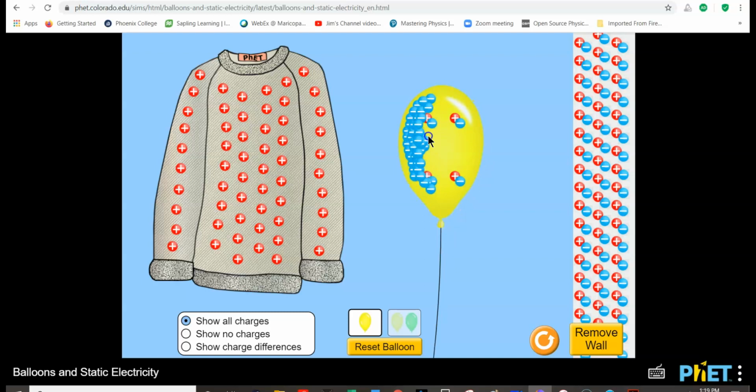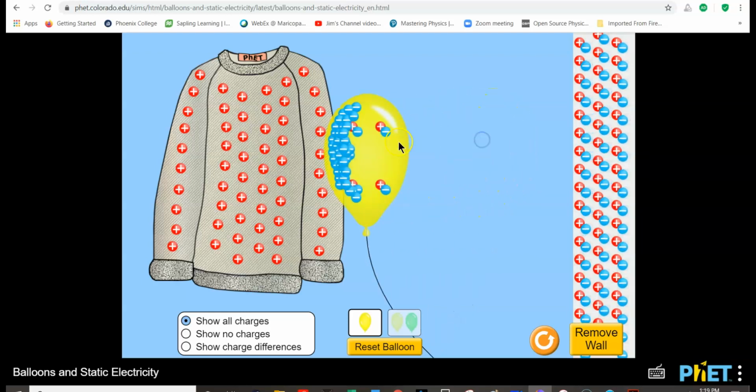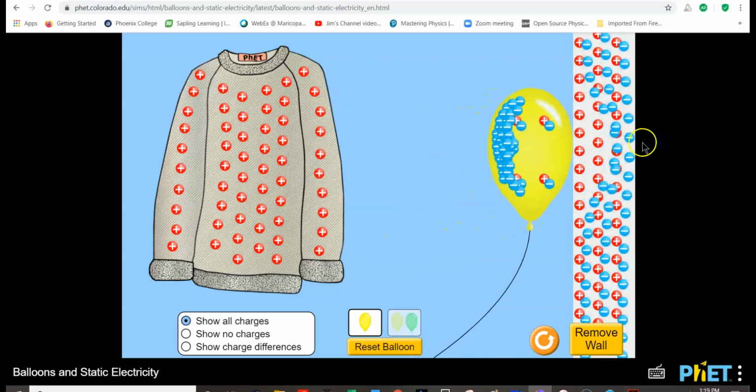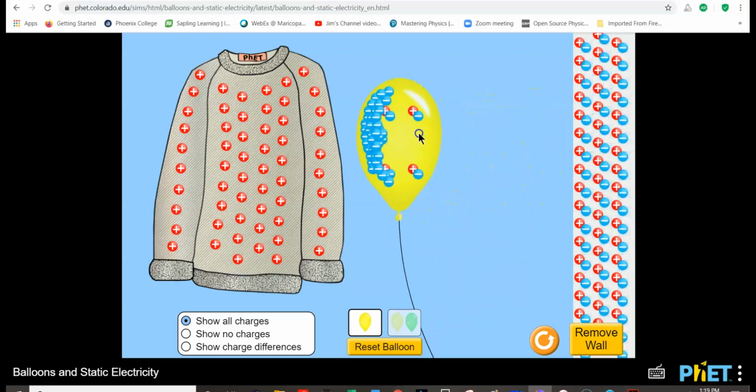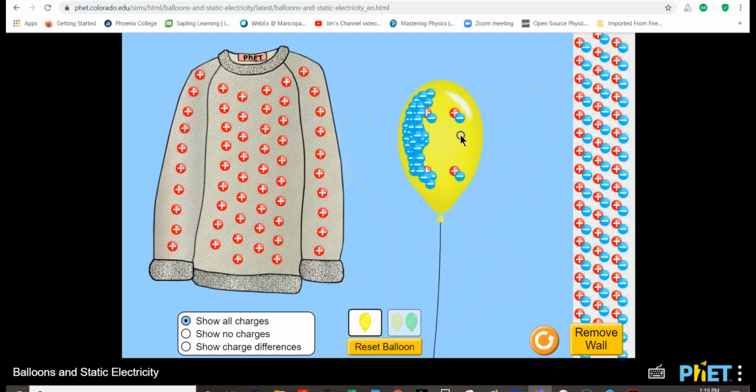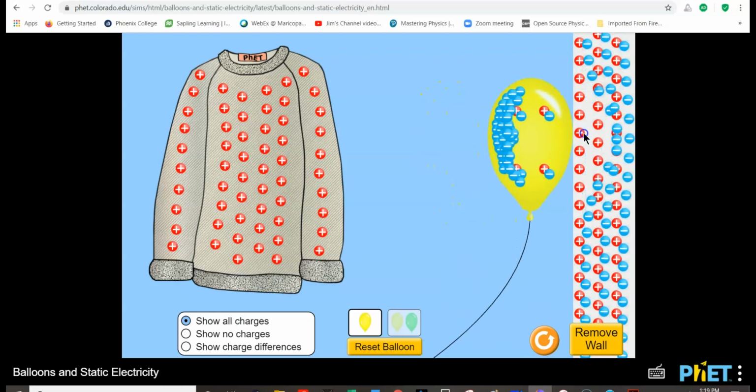So what do you think is going to happen? Well, if I let it go right here, it's now stuck to the wall. Okay, and notice one other thing too. The electrons in this wall are now moved away, right? They're right where they normally are, but when I bring the balloon closer and closer, it seems like they're being repelled away, and they're actually being repelled away from these electrons.